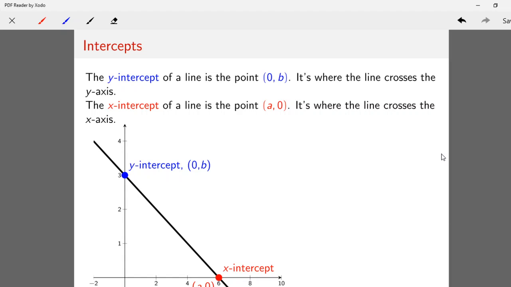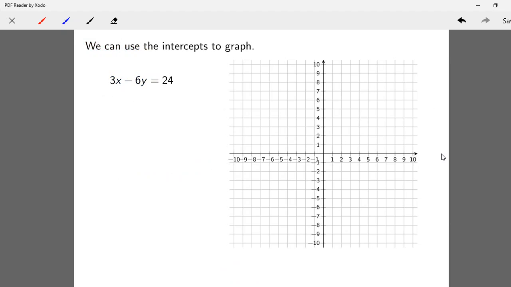Intercepts. We talked about the intercepts before. The y-intercept of a line is the point (0, b), here in blue, where the line crosses the y or vertical axis. The x-intercept is the point (a, 0). It's where it crosses the horizontal axis, or the x-axis, and you can see that intercept in red. We can use the intercepts to graph a line.